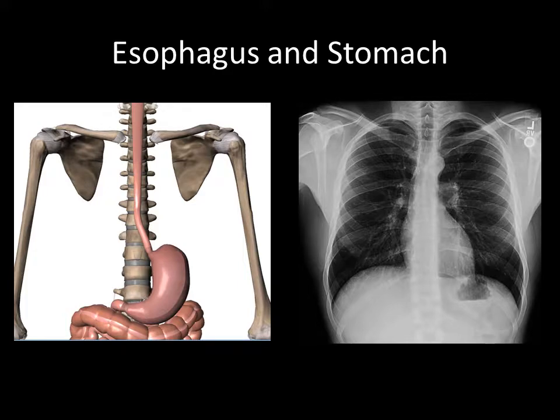For the GI tubes, pretty simple here. Here's the esophagus and the stomach, and we'll be looking on radiographs to see the stomach on the left side below the hemidiaphragm. Often people talk about the stomach bubble, which is highlighted here, and that is often the landmark you'll use just to be assured that the GI tube is terminating in the stomach.